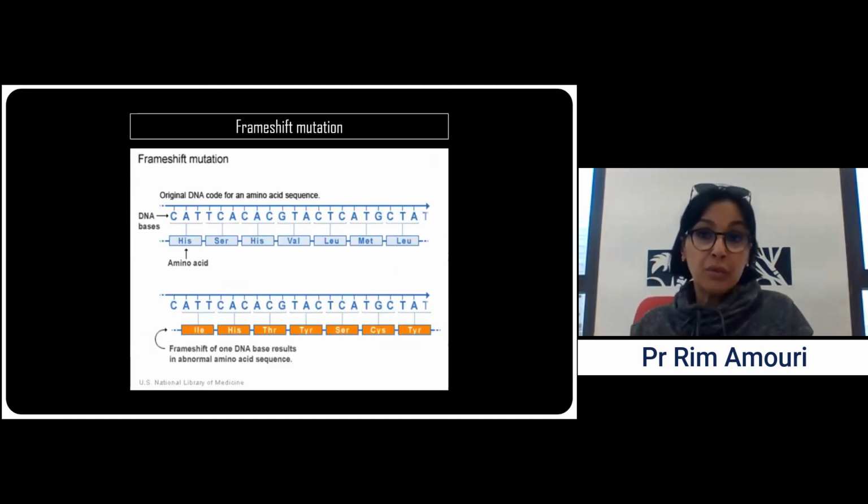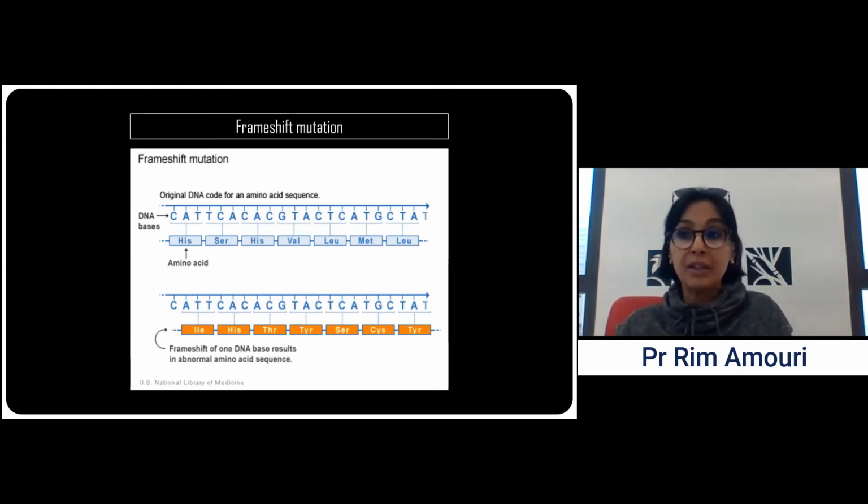And finally, a frame shift mutation occurs when the addition or deletion of DNA bases changes a gene's reading frame. A reading frame consists of a group of bases that each code for one amino acid, and the frame shift mutation changes the grouping of these bases and changes the code for amino acids, and the resulting protein is non-functional. So insertions, deletions, and duplications can all cause a frame shift.